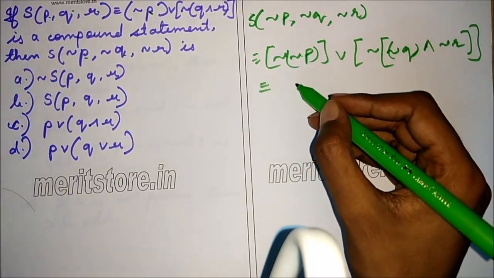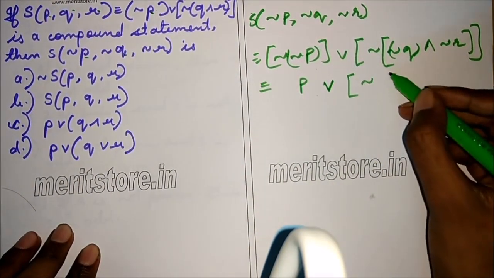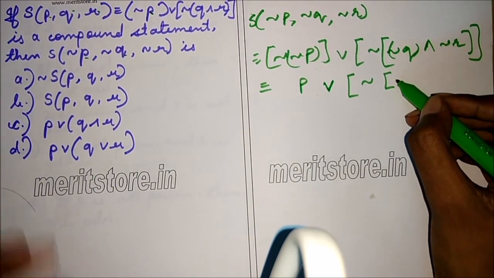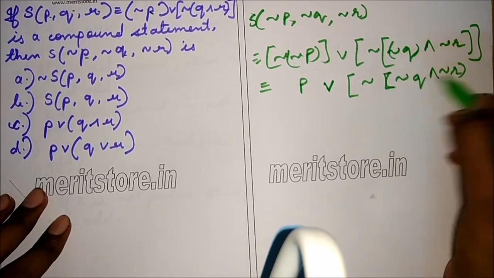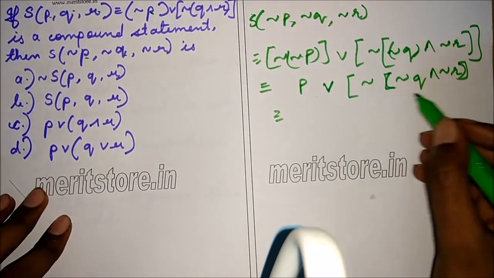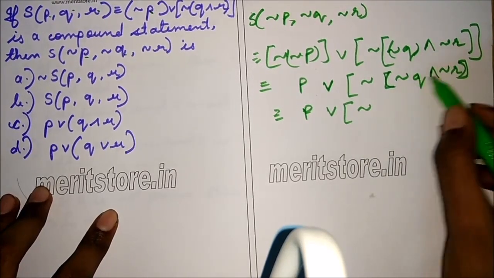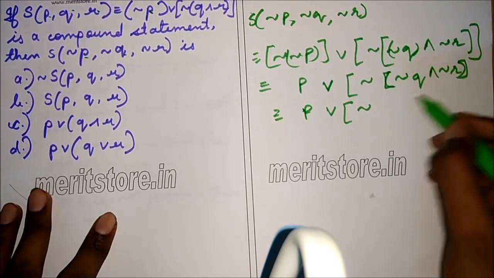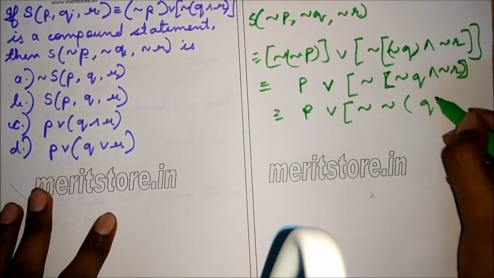Negation of negation P is P, or negation of negation Q and negation R, that is P or negation of, now we take negation out common, so this will be negation of P or R.